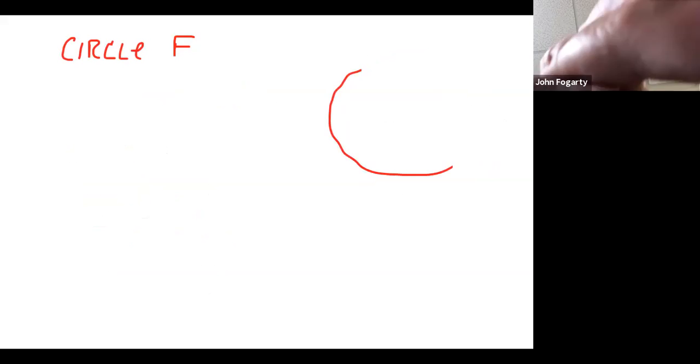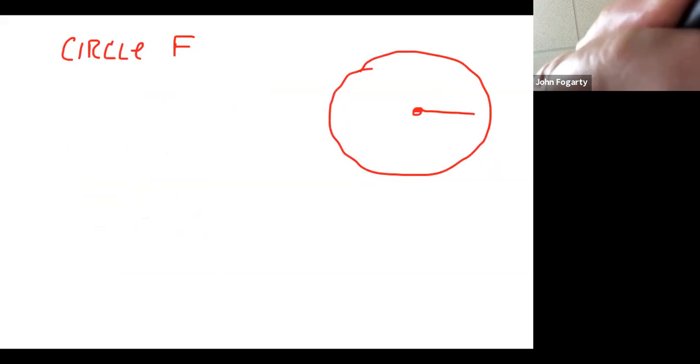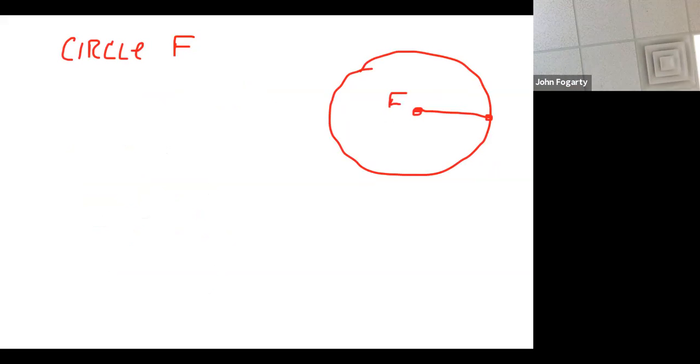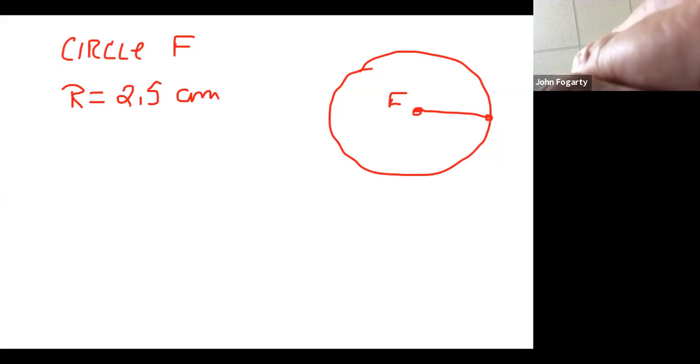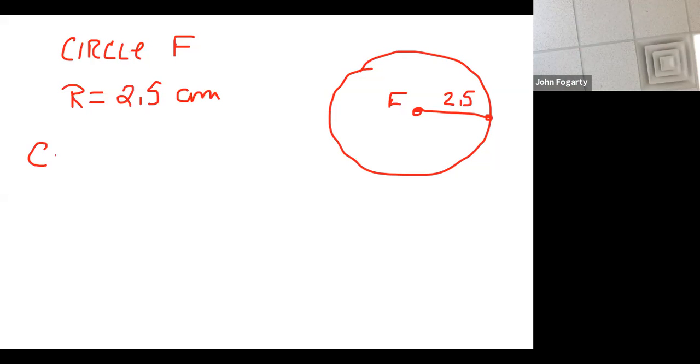This time I'm going to give you a circle, all right? So you're going to have circle F again. So here's circle F, all right? But I'm not going to tell you the diameter, I'm going to tell you the radius. So the radius is 2.5 centimeters. So this is 2.5 centimeters. Now, we know that the radius times 2 is the diameter. So I can use either one of these.